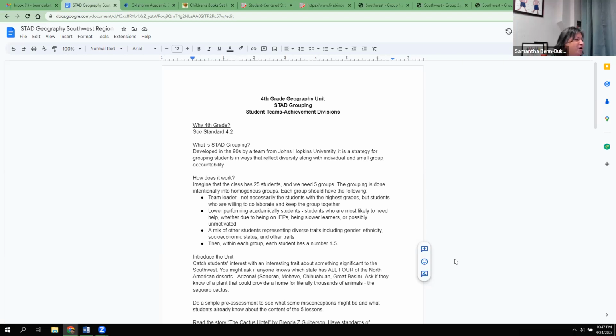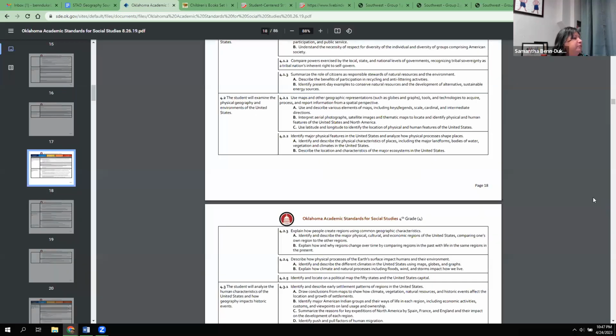So why are we looking at 4th grade? Well, because I have some good resources from a chapter book that I'm going to share with you. And those go along with Standard 4.2, which has to do with physical geography and environment of the U.S. And so within this standard, we would be looking at using maps and other geographic representations. We would be looking at major physical features and how physical processes shape place.